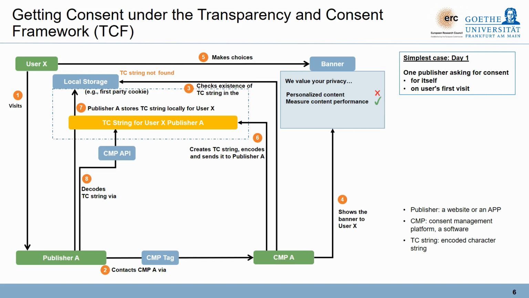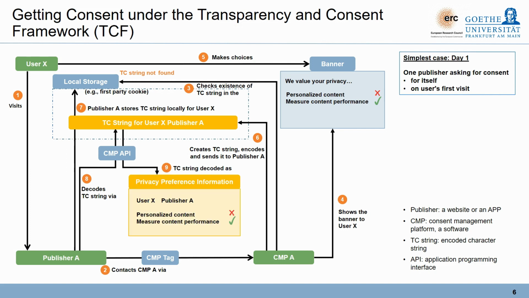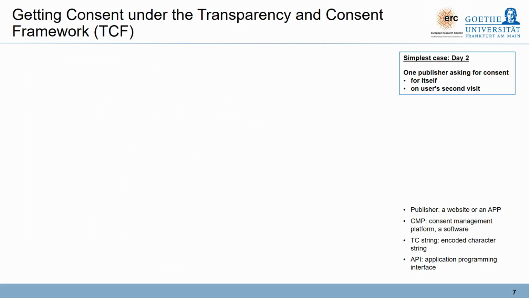In step 8, Publisher A relies on its CMP API to decode the TC string. Then, Publisher A knows which purpose user X allows it to pursue. We represent the messages in the yellow box labeled Privacy Preference Information in the center. Publisher A can now measure content performance based on user X's data, but it cannot provide any personalized content to user X. On day 2, user X visits Publisher A for the second time.